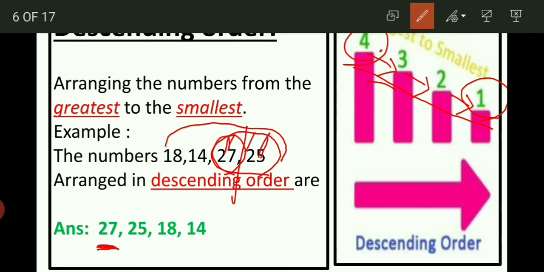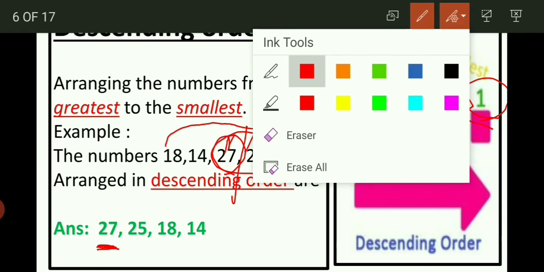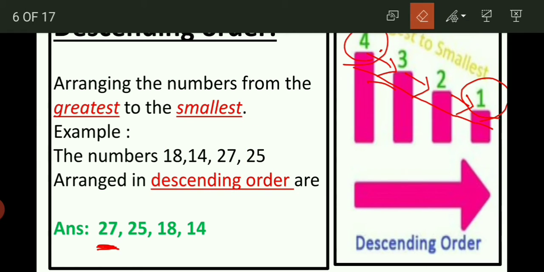Now again you see, 27 we have already written. The next number, with the same tens place value as 27, is 25. The next number, a little bit smaller than 27, is 25, so we will write 25 next. Now we have to search among these two numbers which one is the greater.